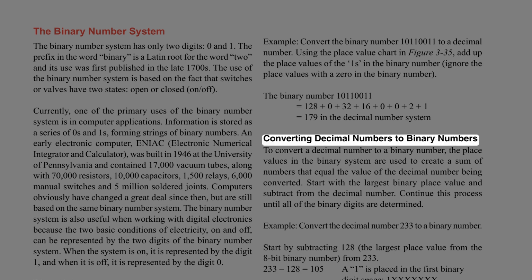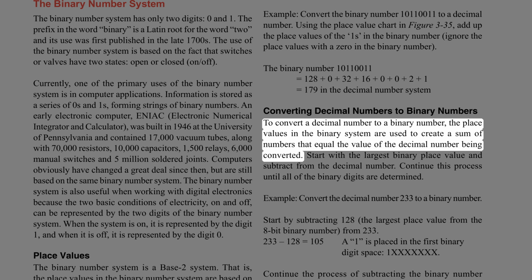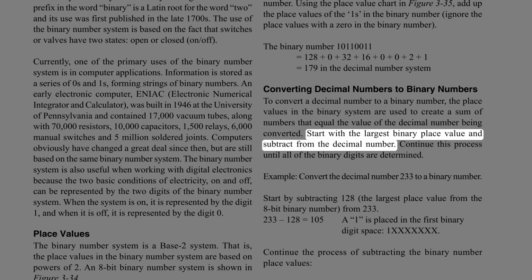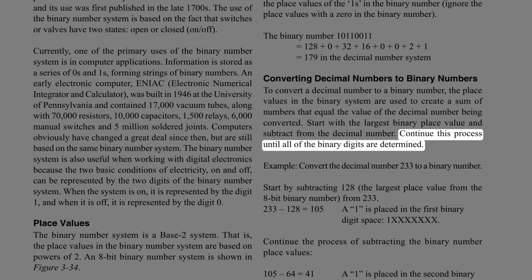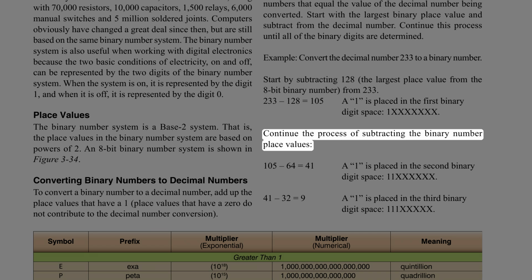Converting decimal numbers to binary numbers. To convert a decimal number to a binary number, the place values in the binary system are used to create a sum of numbers that equal the value of the decimal number being converted. Start with the largest binary place value and subtract from the decimal number. Continue this process until all of the binary digits are determined. Continue the process of subtracting the binary number place values.